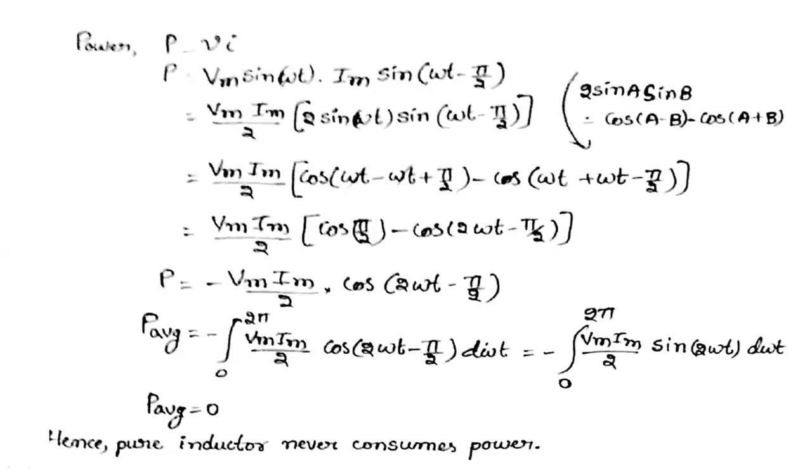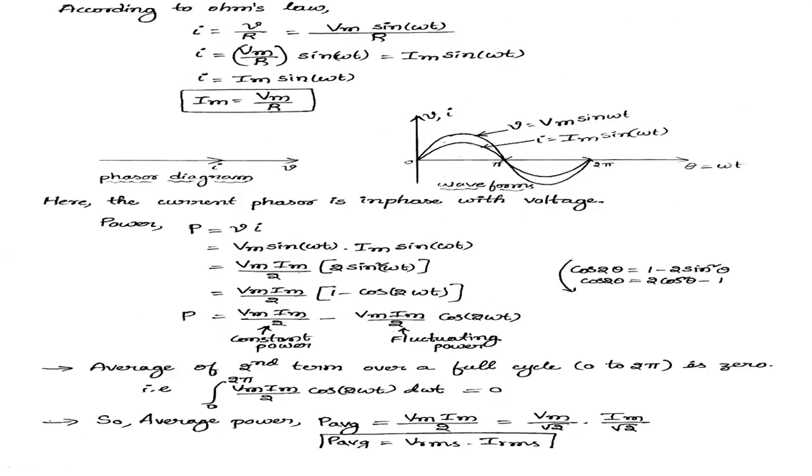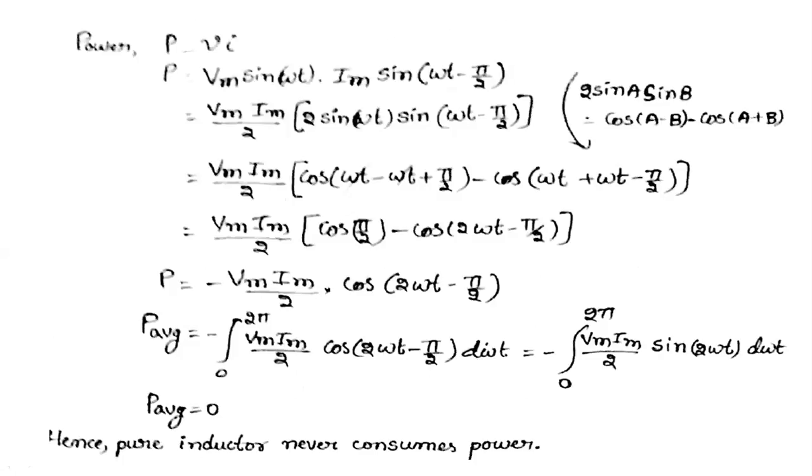This is the inductor case. The pure inductor never consumes power. For the case of a pure resistor, the average power is Vrms Irms. For the case of a pure inductor, the power is 0. The average power in the pure inductor case is 0. Okay, thank you.